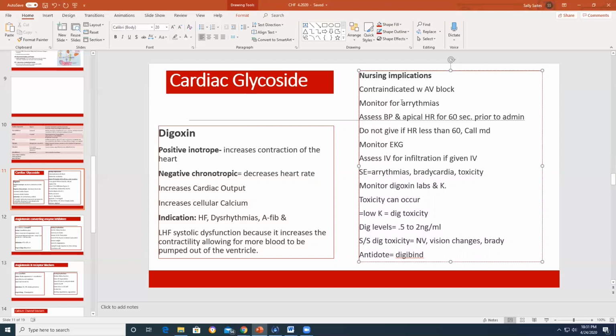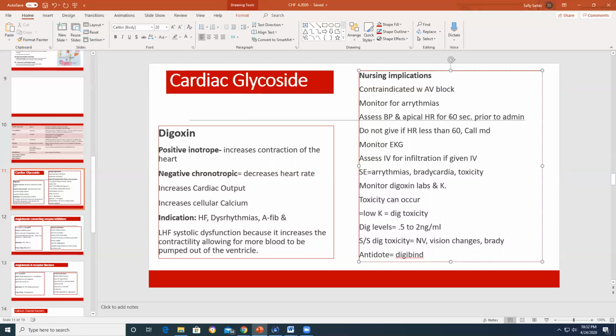Okay, we need to monitor for arrhythmias, because if we're messing around with the heart rate and the contraction, the patient could get arrhythmias. This also might be for dysrhythmias. Now, as you know, we need to assess the blood pressure and the apical pulse for 60 seconds, for 1 full minute. This is the only medication that you need to do that with, but you have to do it, okay? Because you're looking to make sure that the rhythm is regular and your heart rate is at least 60.